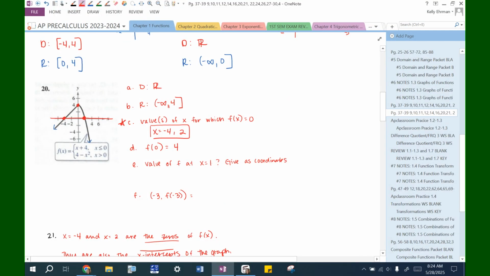Find the value of f at x equals 1. Give us coordinates. So at x equals 1, right here, what's the y coordinate? 0. So f of 1 equals 0, but give us coordinates. So that means that when we plug in 1, we get 0. And what is f of -3? Now that's not a nice point that's on our graph, but again, we're on a linear segment, and they gave us the equation for this. So your f of -3 is just equal to x plus 4, so -3 plus 4. So that's equal to 1. So it's -3, 1.